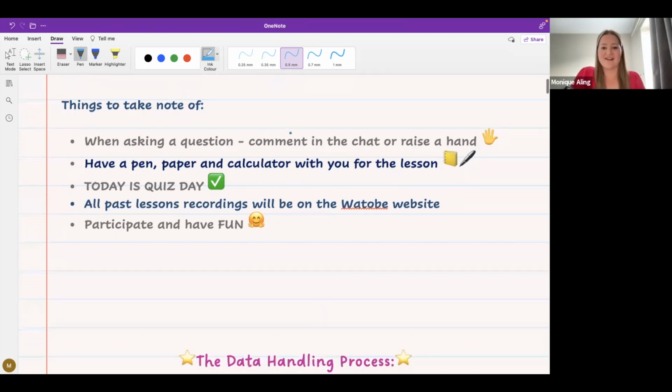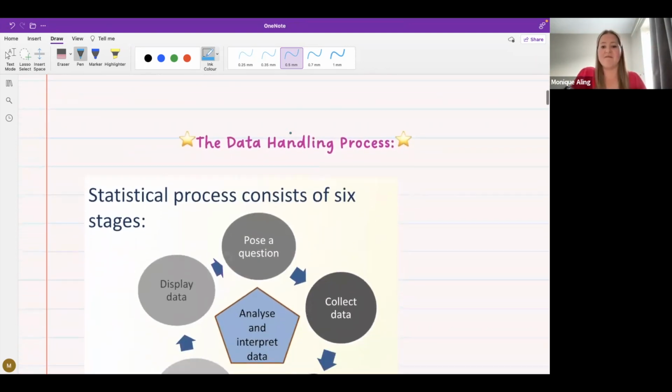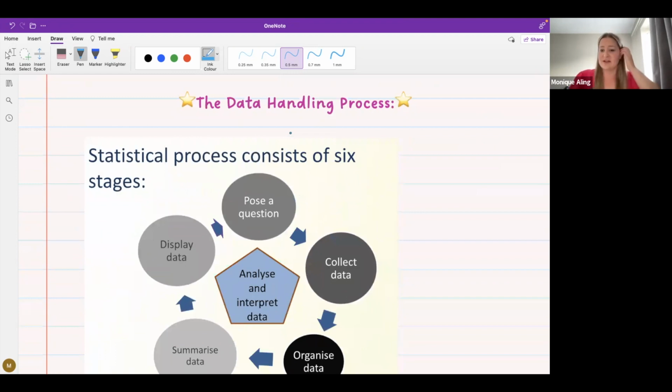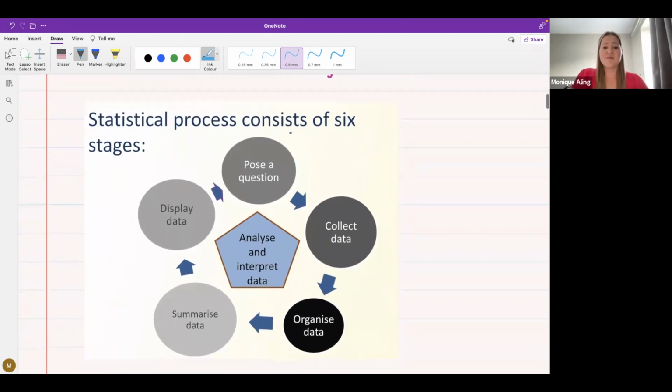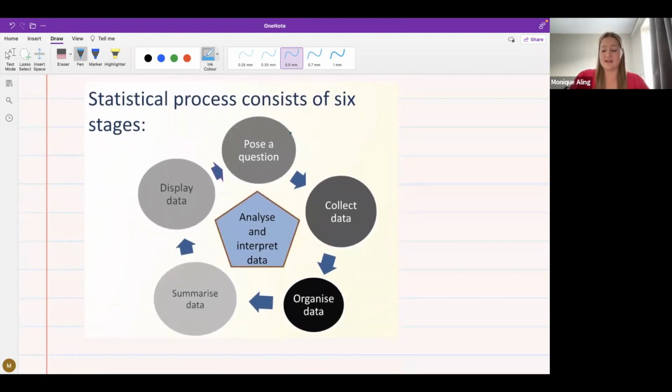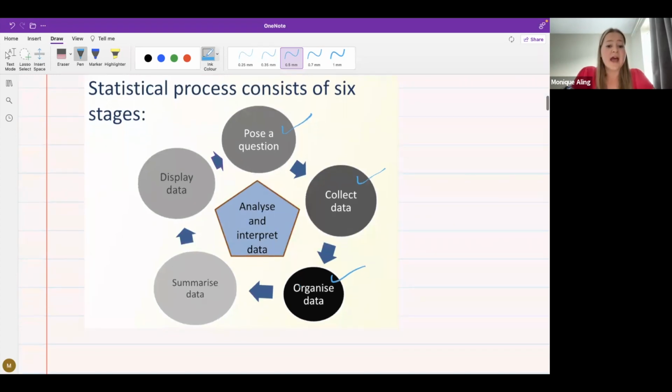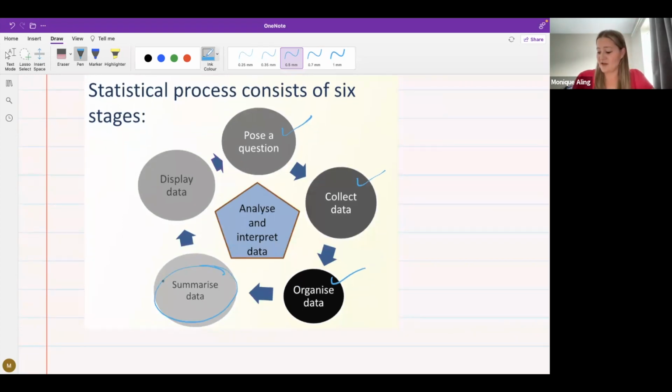So let's get started. Okay, so we have been dealing with the data handling process for the last couple of lessons. And just a reminder of the process, we start all the process with posing a question, which we have looked at. We've looked at the different methods we can collect data, how we can organize that data in tally and frequency tables, for example.